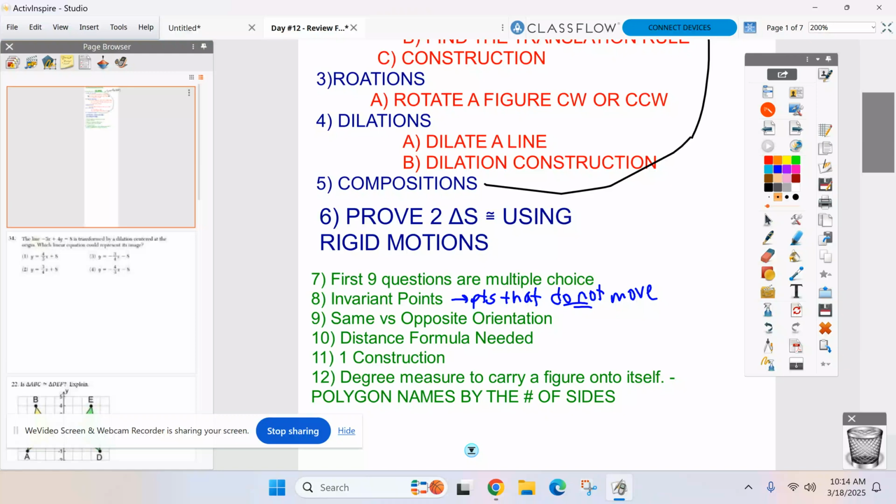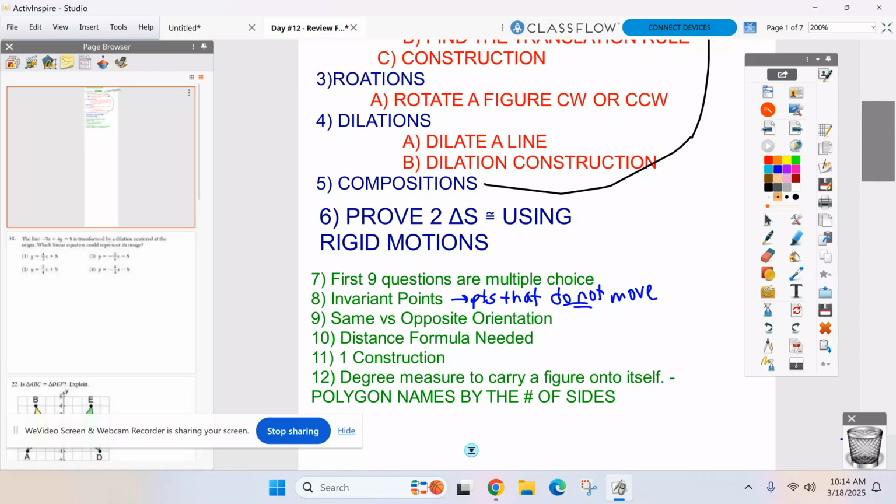And here's probably the bad news. There's only going to be one construction. And what do you have to choose from? Reflection, translation, dilation. One of those 3. And no, I will not tell you. One of those three will be the construction.